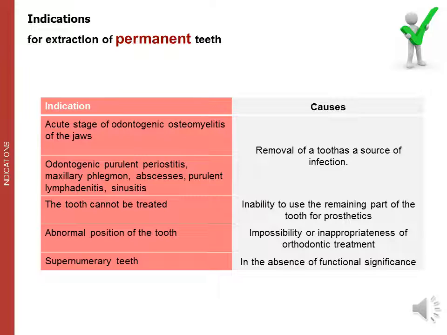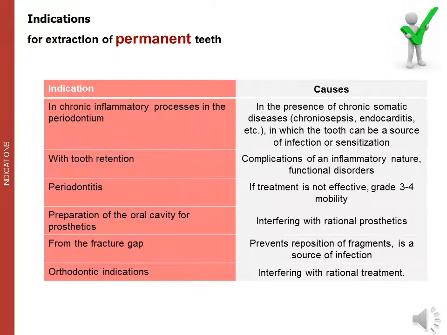Causes of tooth extraction may be the impossibility or inappropriateness of orthodontic treatment, if the tooth has an abnormal position, or in the absence of functional significance, for example, supernumerary teeth. The tooth will be extracted in the presence of chronic stomach diseases, chronic sepsis, endocarditis, in which the tooth can be a source of infection or sensitization, and in a chronic inflammatory process in the periodontium.